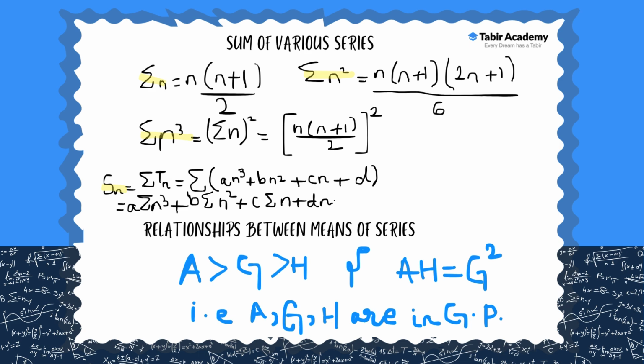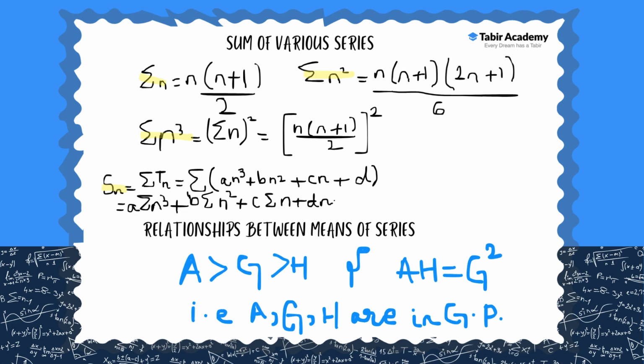This leads us to the general formula for the series n, where simply हम compute कर सकते हैं the total sum by breaking it down into components where each term is like summation n raised to power 3, summation n raised to power 2, and each term is calculated separately and then multiplied by its coefficient, as you can see a plus b plus c, and lastly we have the term dn.